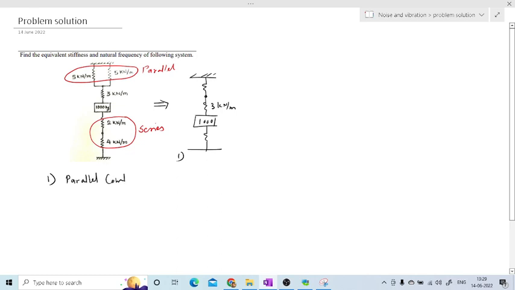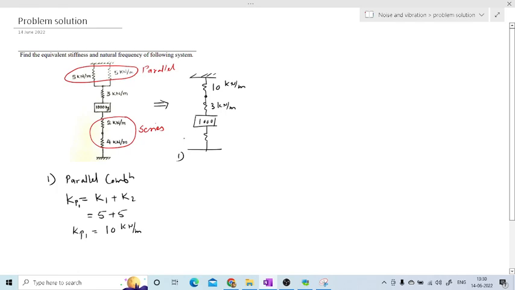So for parallel combination, equivalent spring stiffness will be addition of the parallel springs. So there are two parallel springs, so it will be the addition. So here I'll write KP1, because this is the first parallel combination. So KP1 will be K1 plus K2, means K1, this one 5, and K2 will be 5. So 5 plus 5 means the KP1 value is 10, and its unit is kilonewton per meter. So for parallel combination, it comes out to be 10 kilonewton per meter. So we have replaced by a single spring.